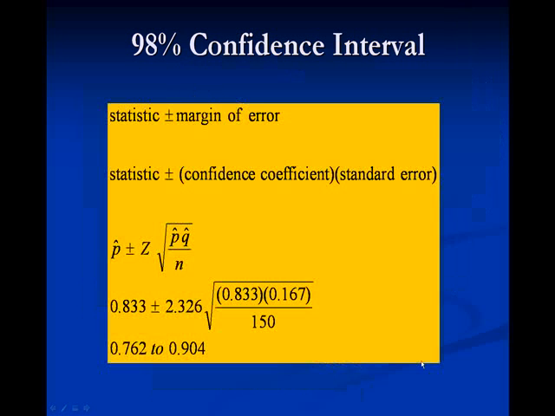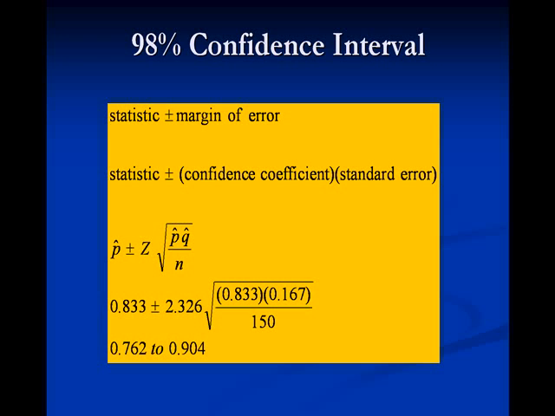Okay, for a 98% confidence interval, we have the statistic plus or minus the margin of error. That's plus or minus the confidence coefficient times standard error. We're using the p hat and q hat because we don't have a specific hypothesis for type 2. We'll be able to use this to test a number of hypotheses.